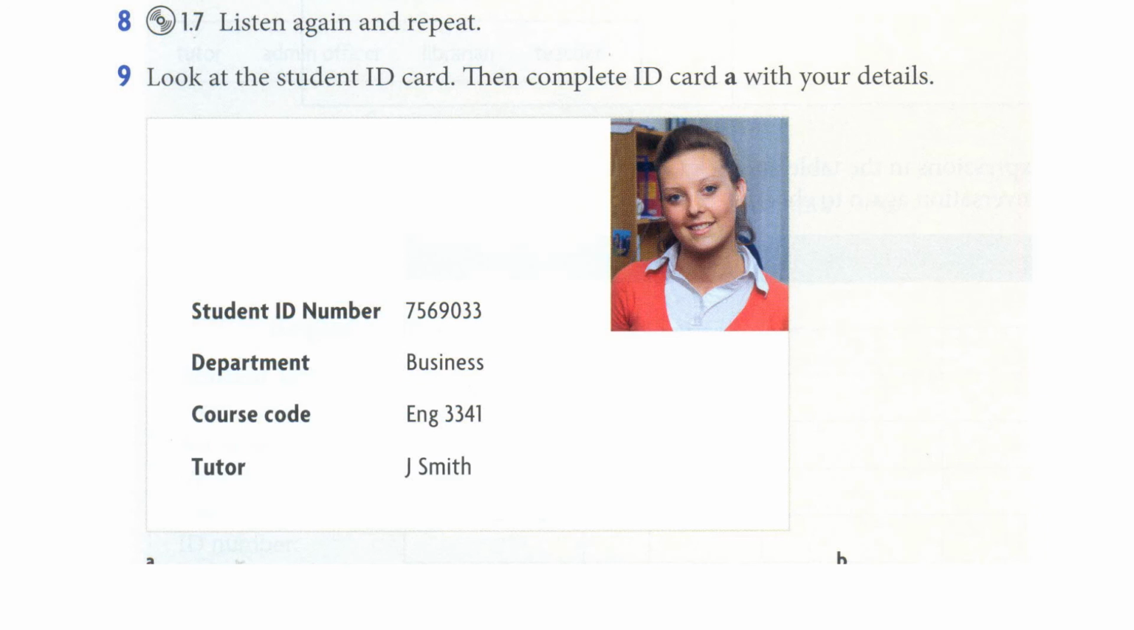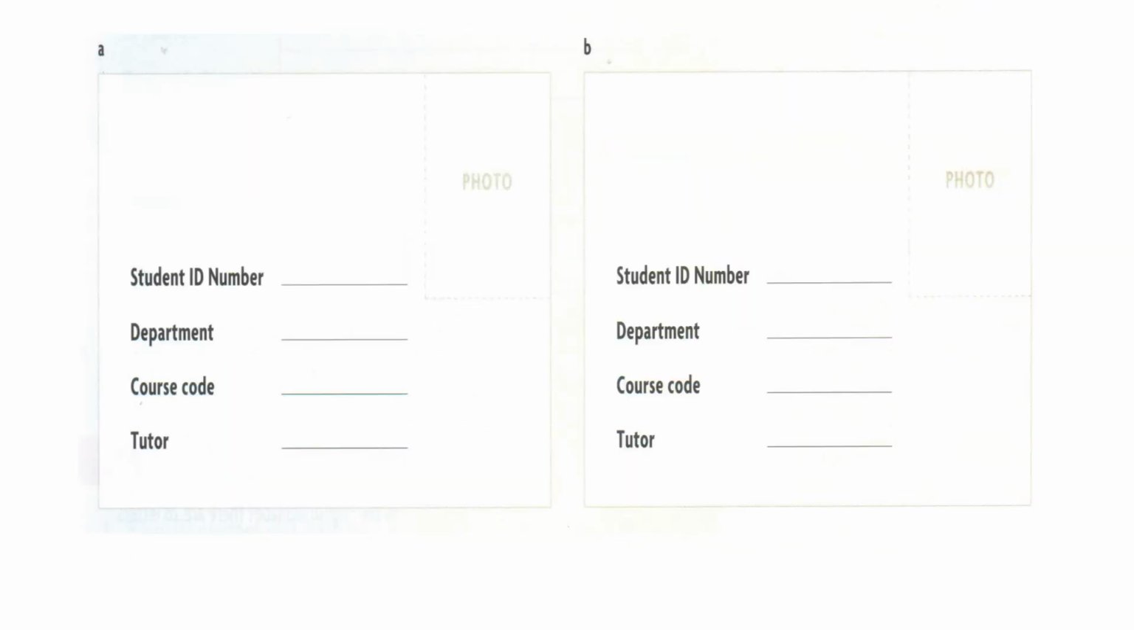So what I want you to do now is look at these two cards, choose one of them, and write any information, any student number, any department, any course code, any tutor. Then record the questions you can ask this student about this information and send me these questions on WhatsApp. I will check your answers and your pronunciation.